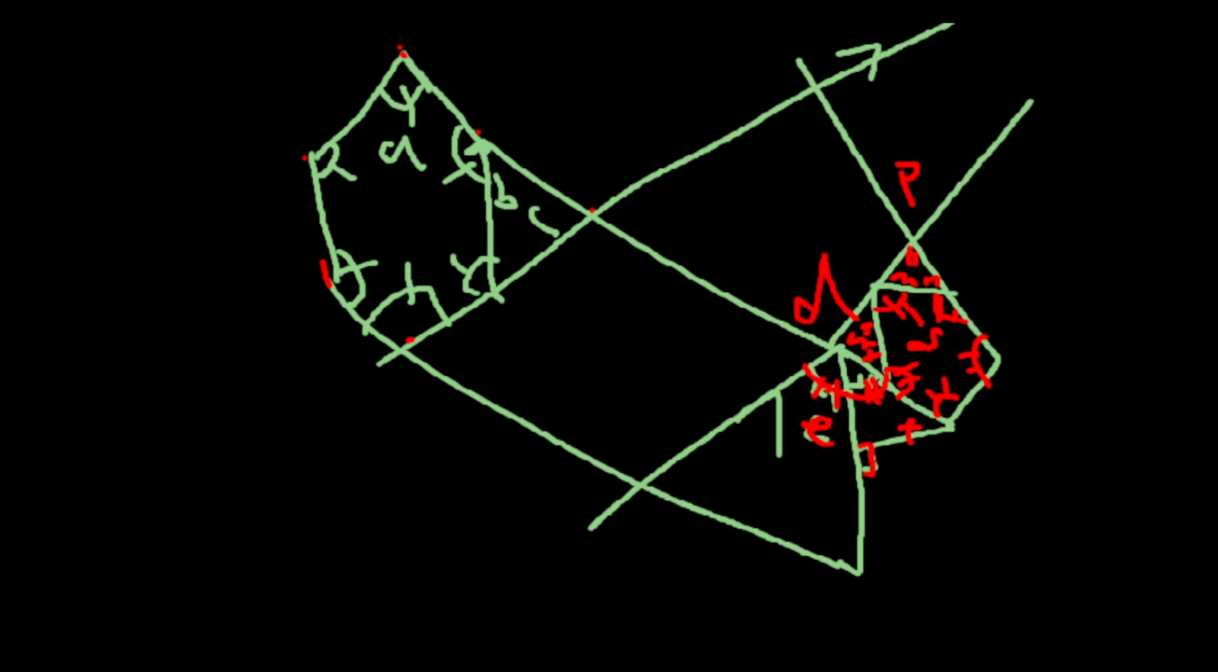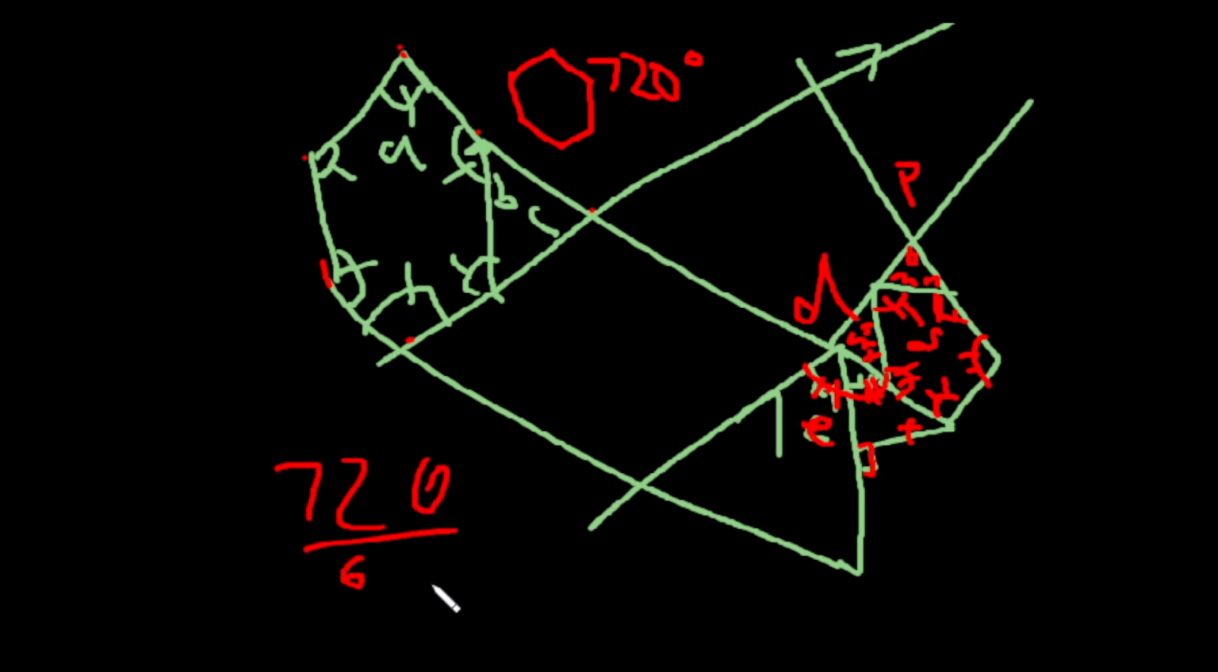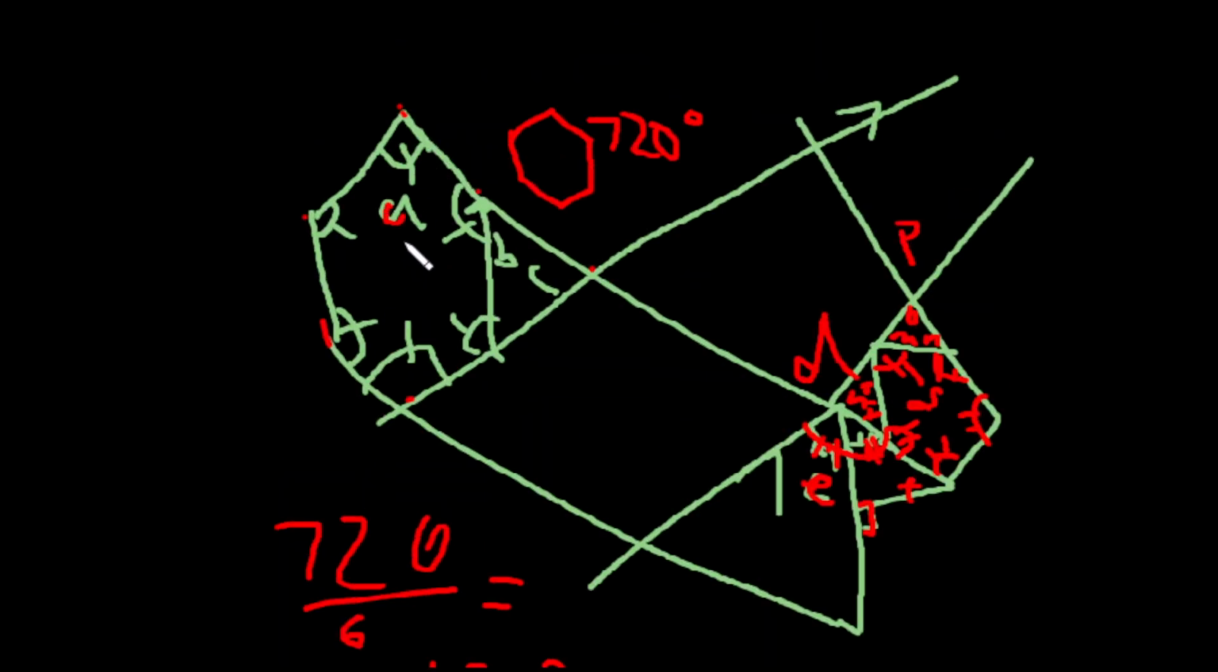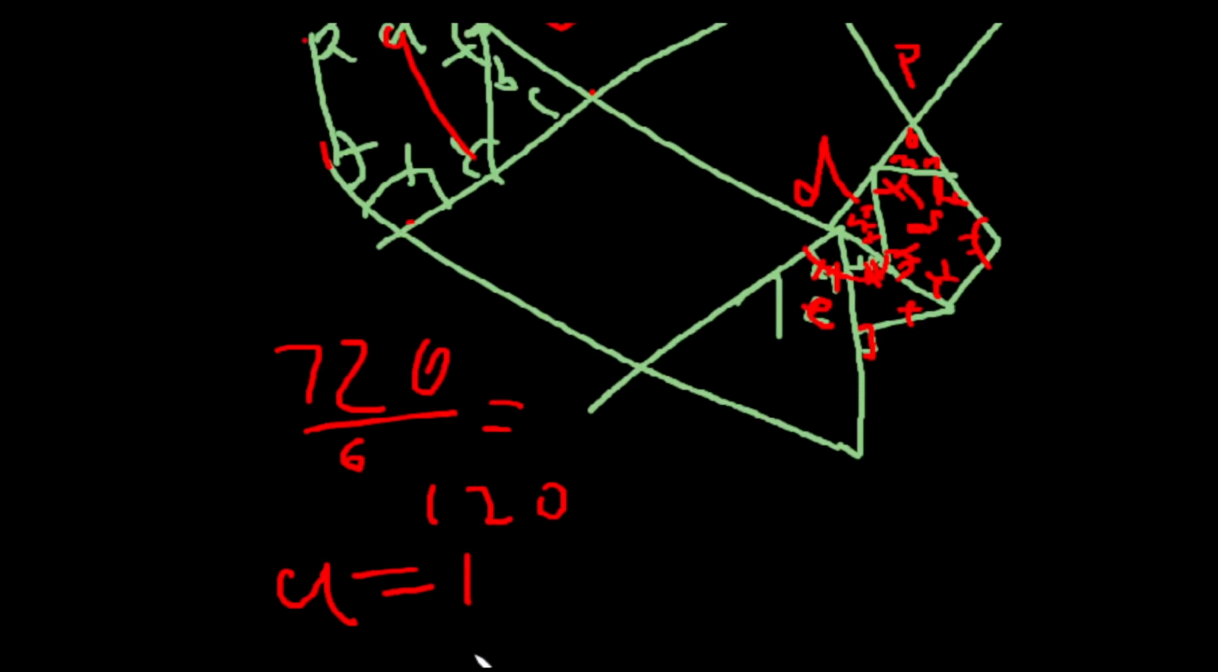Hold on. Okay, I am back. So the angle of a hexagon, they kind of look like this. This is a hexagon, right? The angles total up to 720 degrees, and so therefore, since there's 6 angles, 720 divided by 6 equals 120. And that means A, since this angle is A, A equals 120 degrees.